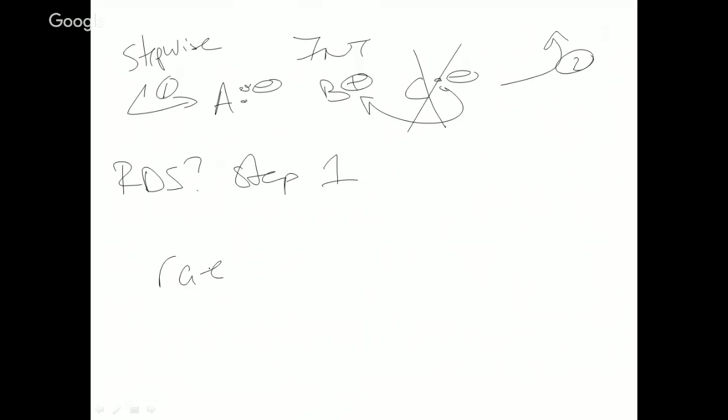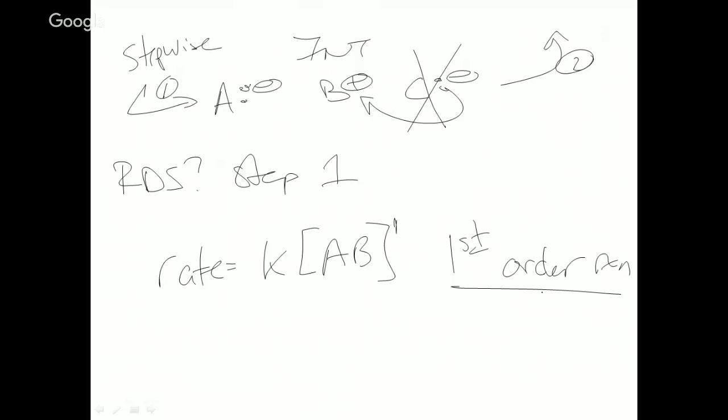Therefore, what's the rate? Equals K. K is always generic, concentration of AB. That's it. Think about that. If you increase the concentration of C minus, it doesn't affect a first order reaction. This is a first order reaction. There's only one of them, first order reaction. Very, very important. Second order, first order.